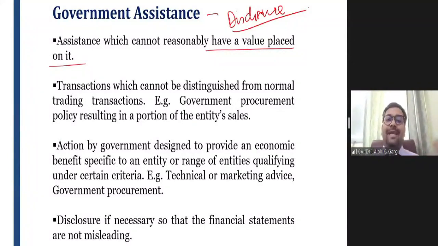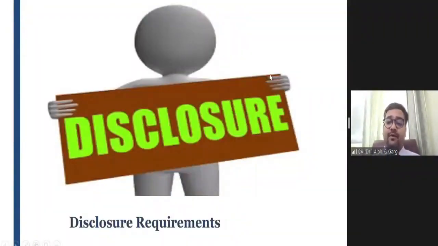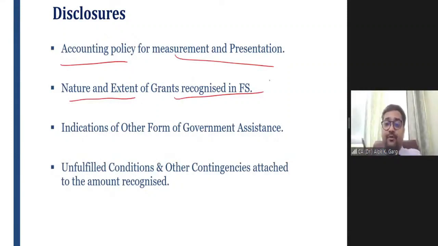Okay. So action by government designed to provide an economic benefit specific to an entity or a sector or an industry. For example, technical or marketing advice, government procurement, etc. So only disclosure is required in case of a government assistance. As far as government grant and government assistance is concerned, the accounting policy is required to be disclosed for measurement and presentation. The nature and extent of grant recognized in financial statements, you have to disclose. For example, the grant was 10 lakh rupees and you have recognized it over a 5-year period. You have recognized 2 lakh rupees. So you have to disclose this.